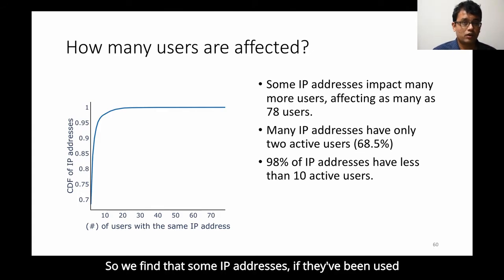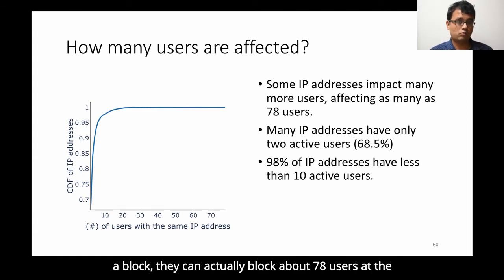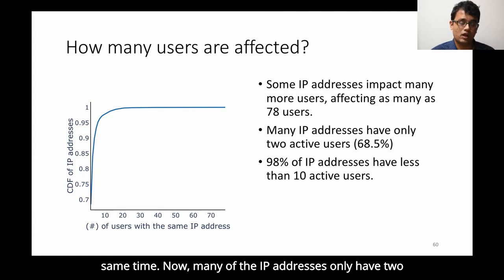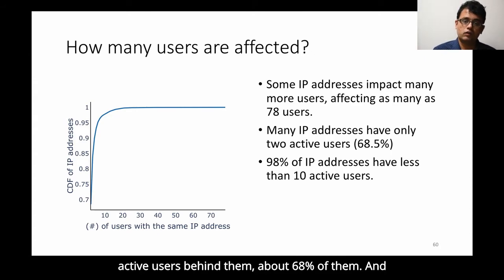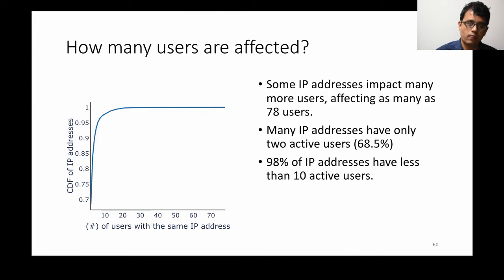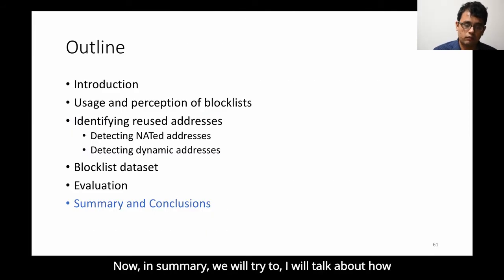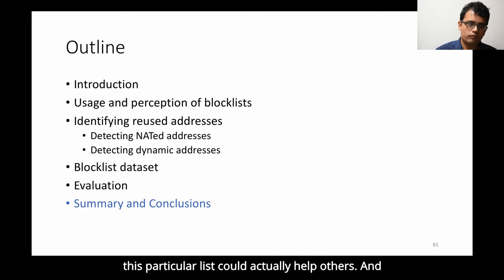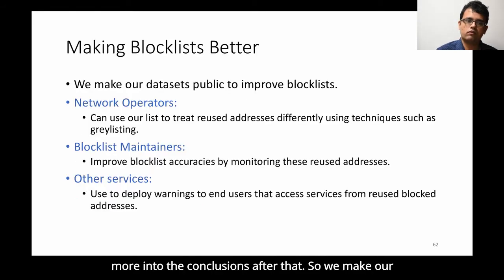So we find that some IP addresses, if they're being used to block, can actually block about 78 users at the same time. Many of the IP addresses only have 2 active users behind them, about 68% of them. And finally, we find that about 98% of the IP addresses have less than 10 active users behind the same IP address. Now, in summary, I'll talk about how this list could help others, and I'll move on to the conclusions after that.